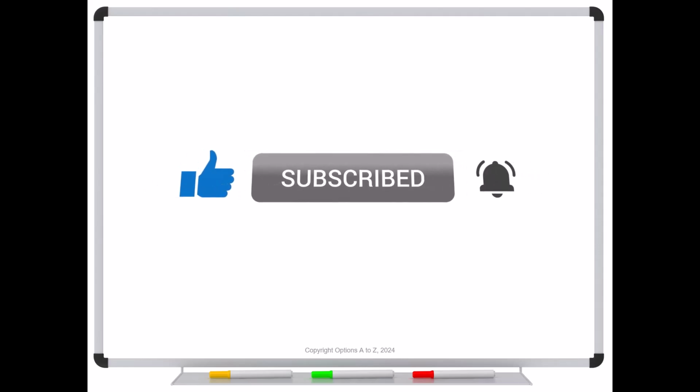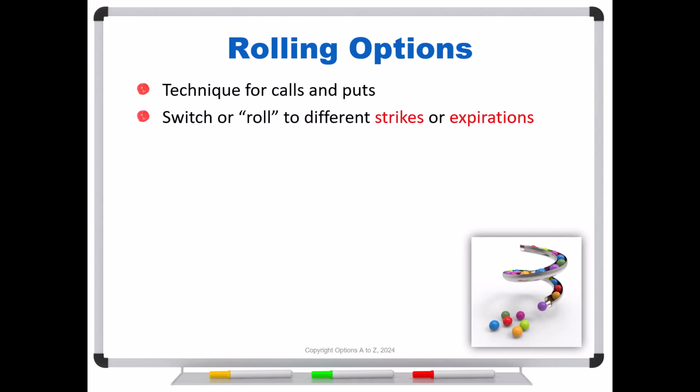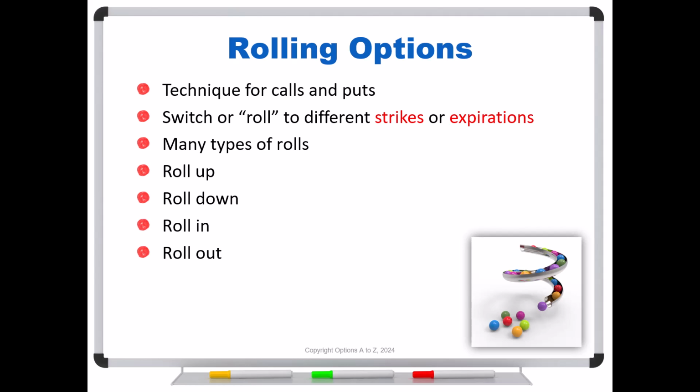So, as promised, quick review of rolling. Remember, this is just a technique that we use for calls and puts. And whenever you hear the word roll, it just means to switch, or we're going to roll two different strikes or expirations. Now, there's many types of rolls. We have a roll up, a roll down. You can roll in and roll out. Whether you're using calls or puts, all of these are viable types of rolls. Now, for this video, I'm just going to be talking about the roll up with calls, but the same argument can be made for a roll down with puts.